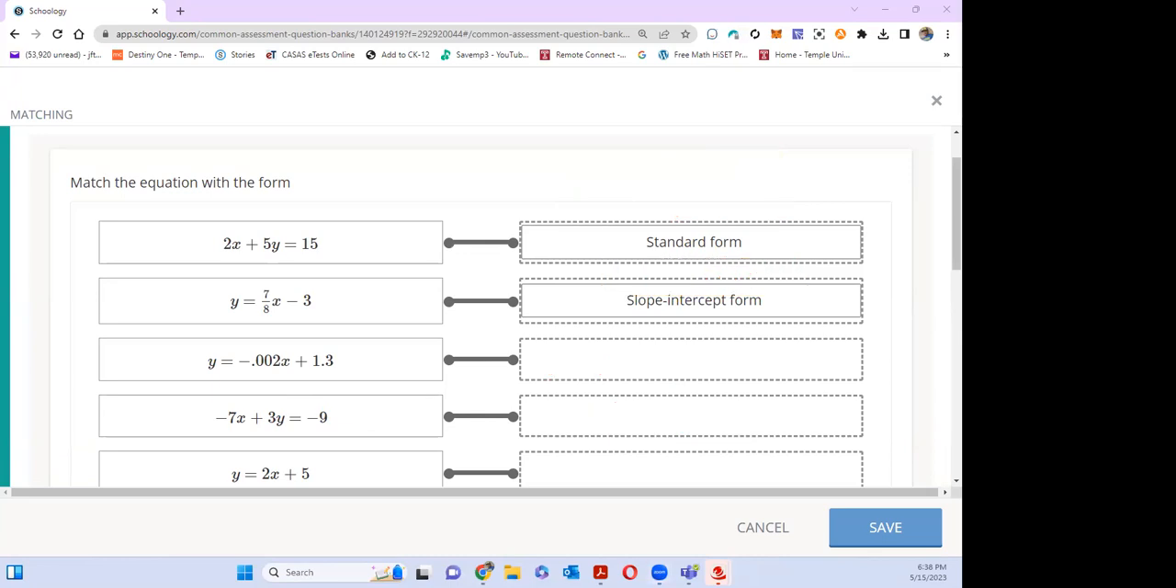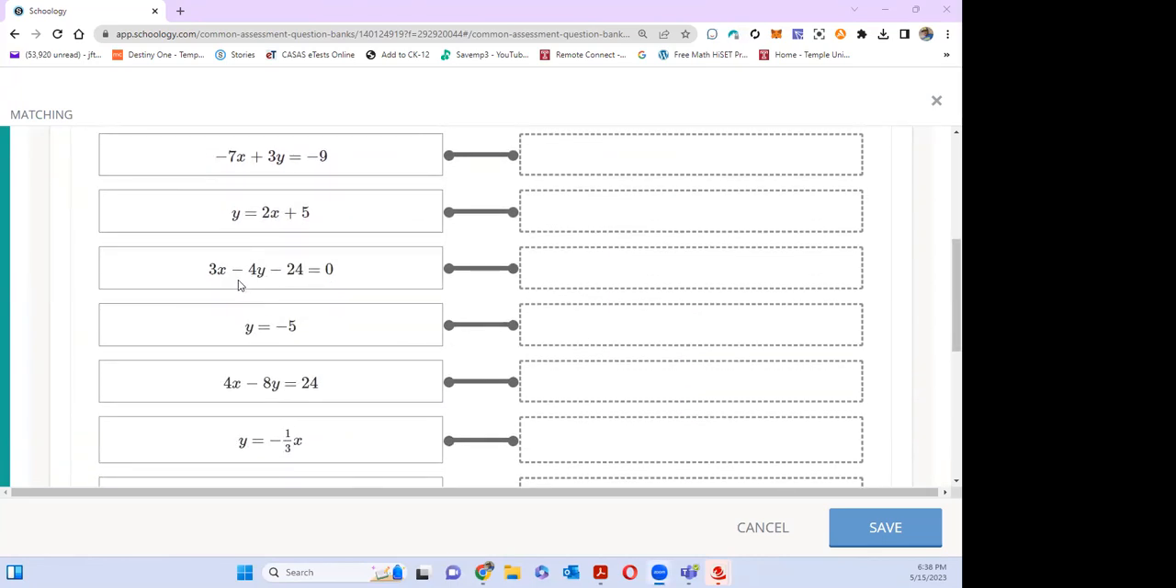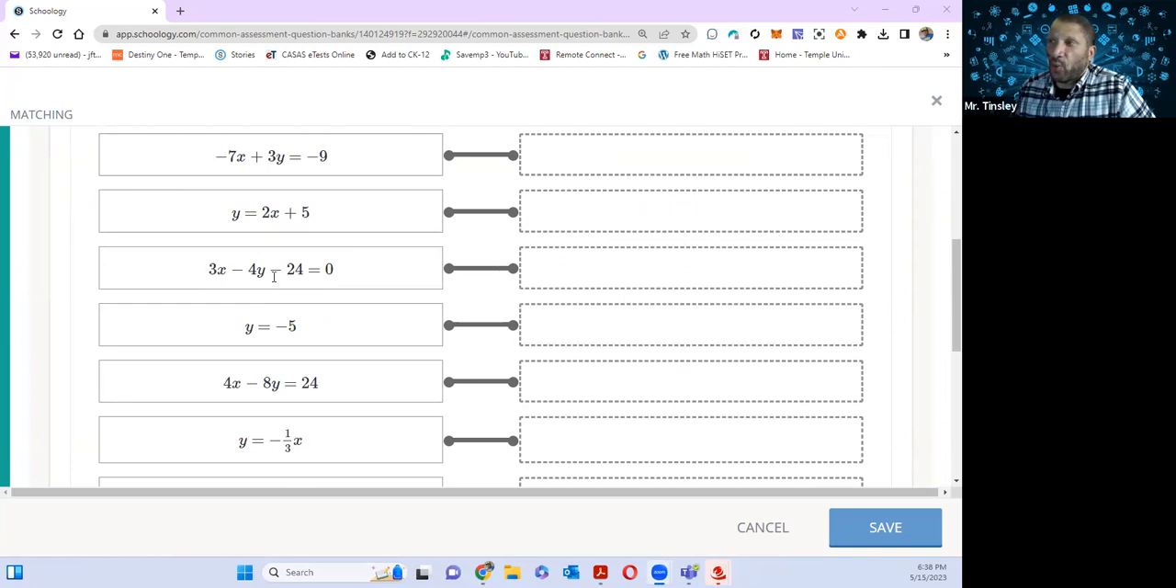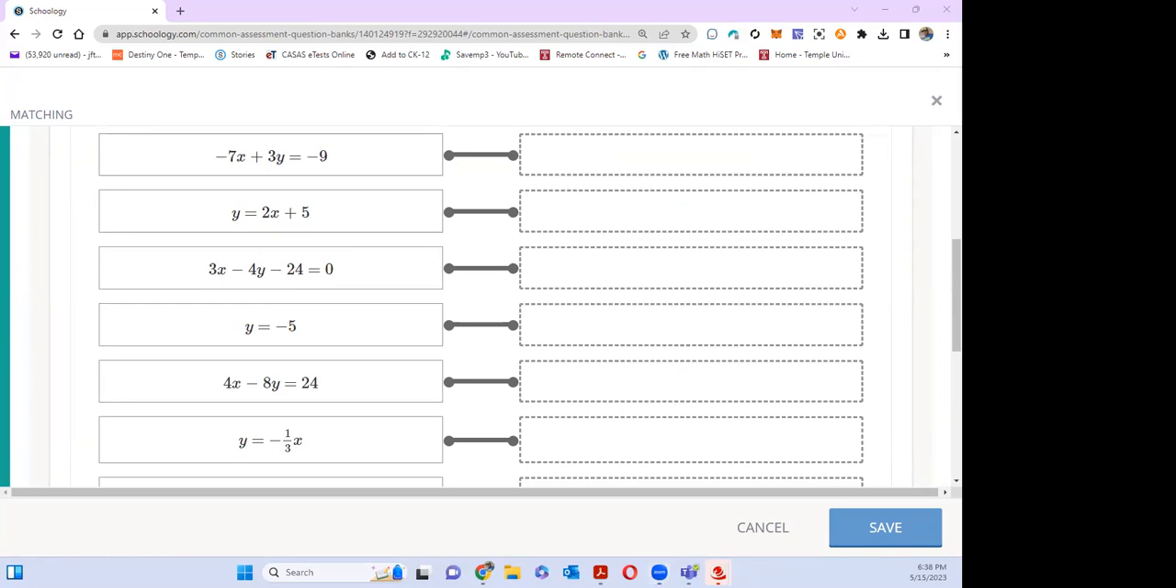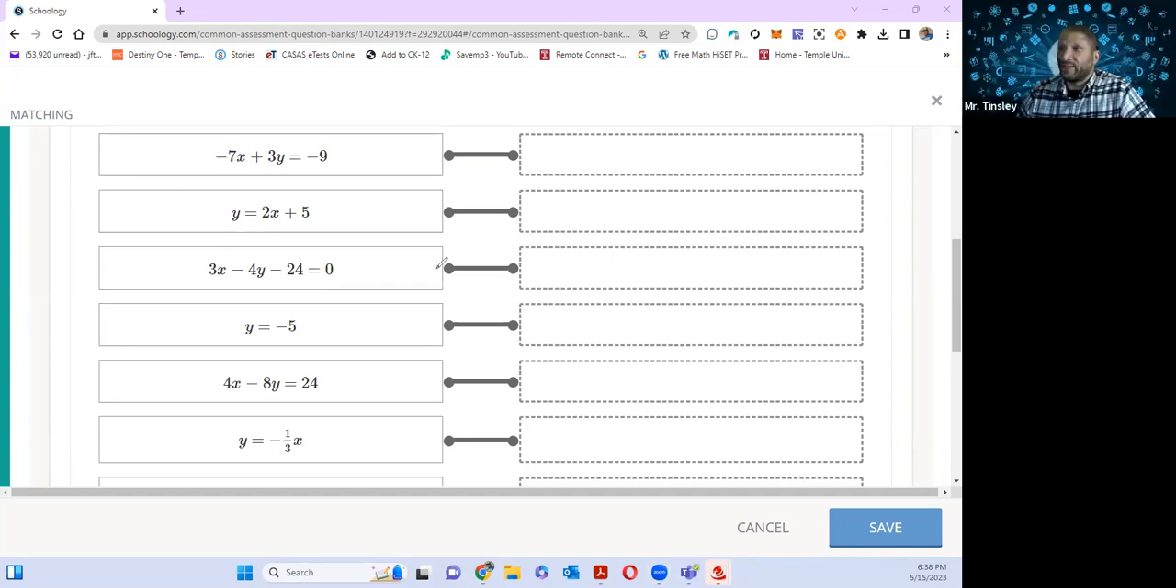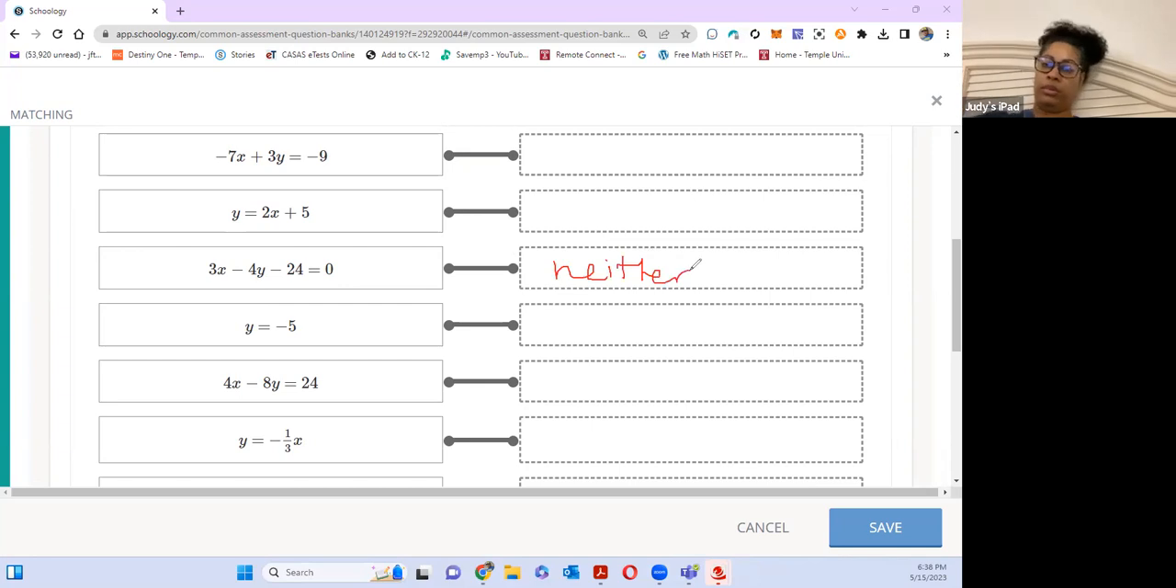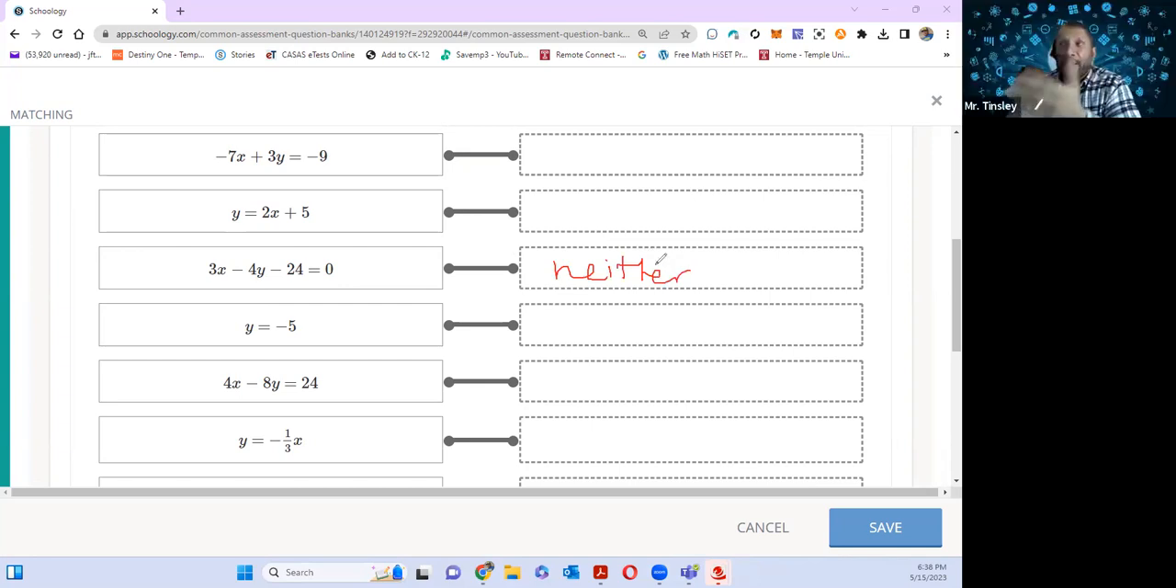Let me try to find, how about this one here? 3x minus 4y minus 24. What is that? Is it slope-intercept form? Quadratic? Is it standard form, or is it neither? It's neither one of them. Now, what happens if they give you a problem like this?